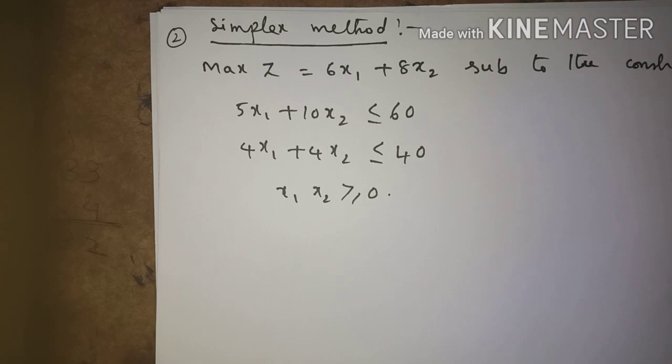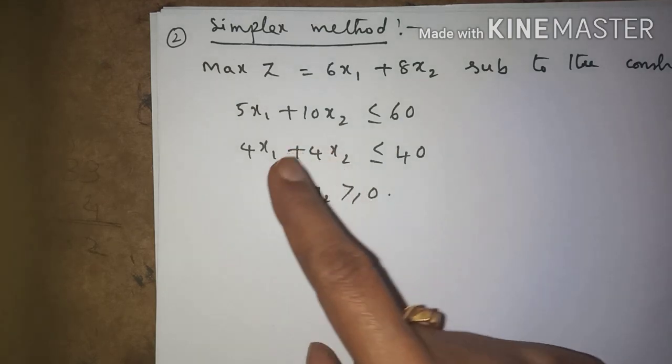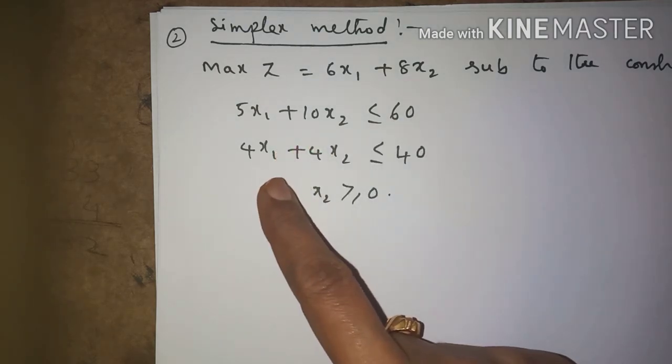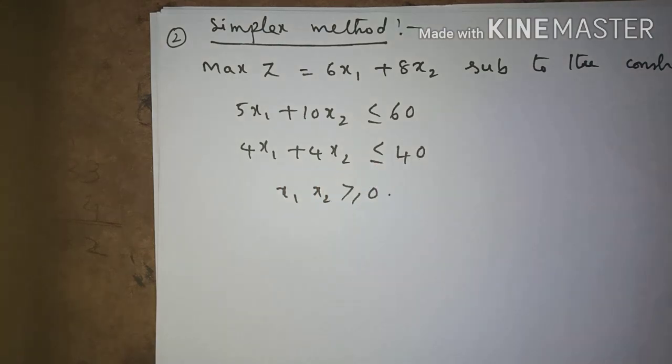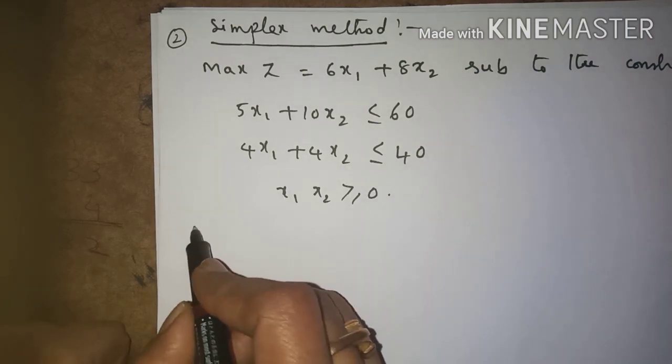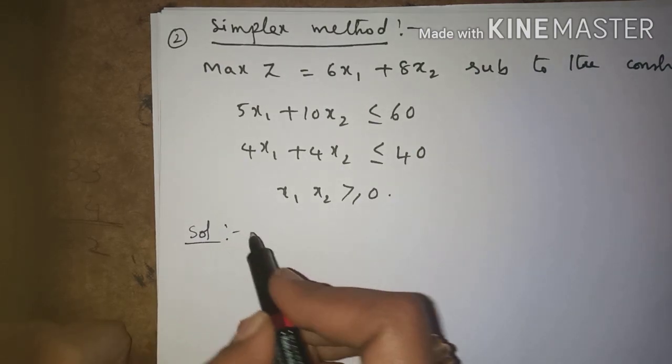Hello everyone, we will solve one more problem in simplex method. The given LPP is in which form? Max z is equal to 6x1 plus 8x2 subject to the constraints. First constraint is 5x1 plus 10x2 less than or equal to 60. Second constraint is 4x1 plus 4x2 less than or equal to 40 and x1, x2 greater than or equal to 0. Now we will solve using simplex method.